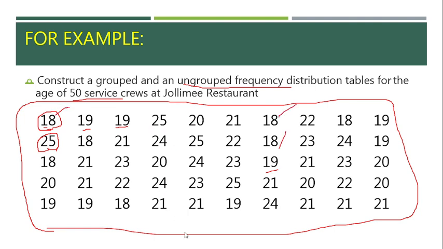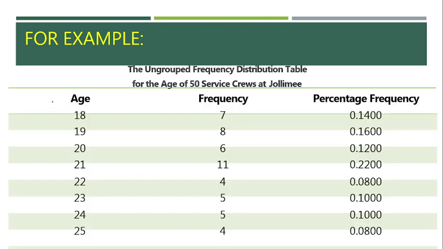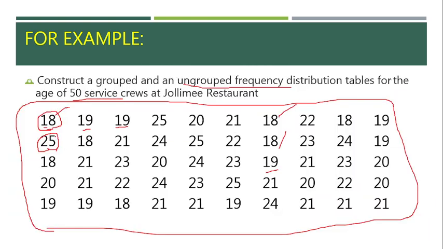So, first in line, you're going to identify what the values or ages are that you've gathered in your Jolly Me restaurant. The lowest age that you've gathered is 18, correct? So, identify how many crews at Jolly Me contain 18. Okay, so we know that it is 7. So we have 1, 2, 3, 4, 5, 6 and 7.